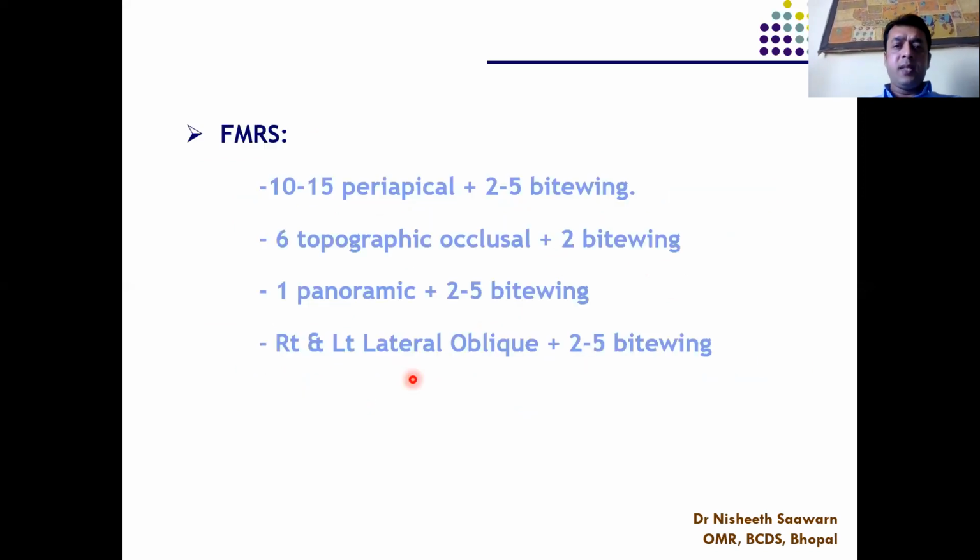I think we have discussed all these basic things. Something known as FMRS. FMRS means full mouth radiographic survey. We usually do it when we need to check all the teeth in a patient. So it includes 10 to 15 periapical radiographs, 2 to 5 bitewing radiographs, or 6 topographic occlusal radiographs, 2 bitewing radiographs, 1 panoramic radiograph, or right and left lateral oblique radiographs and 2 to 5 bitewing radiographs. So when we want to see all the teeth in all aspects, to assess every aspect of the teeth, then we use full mouth radiographic survey.